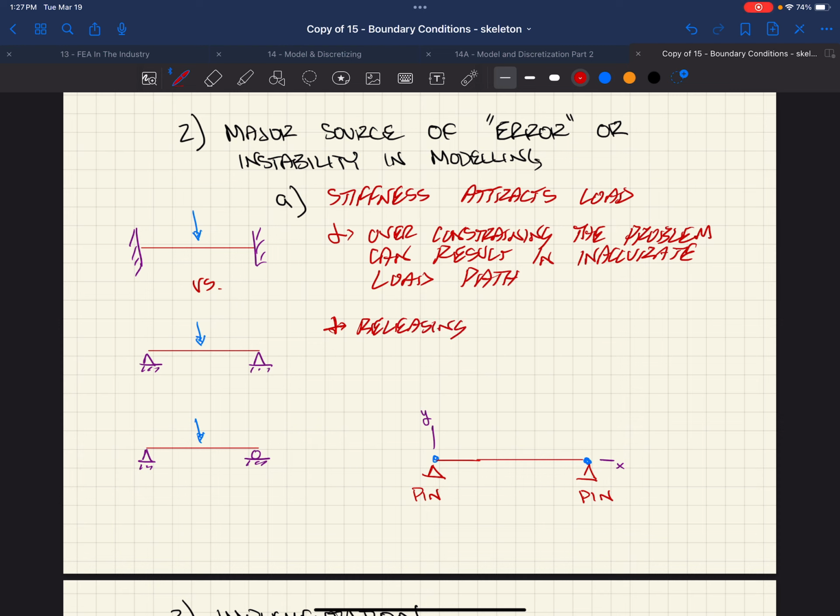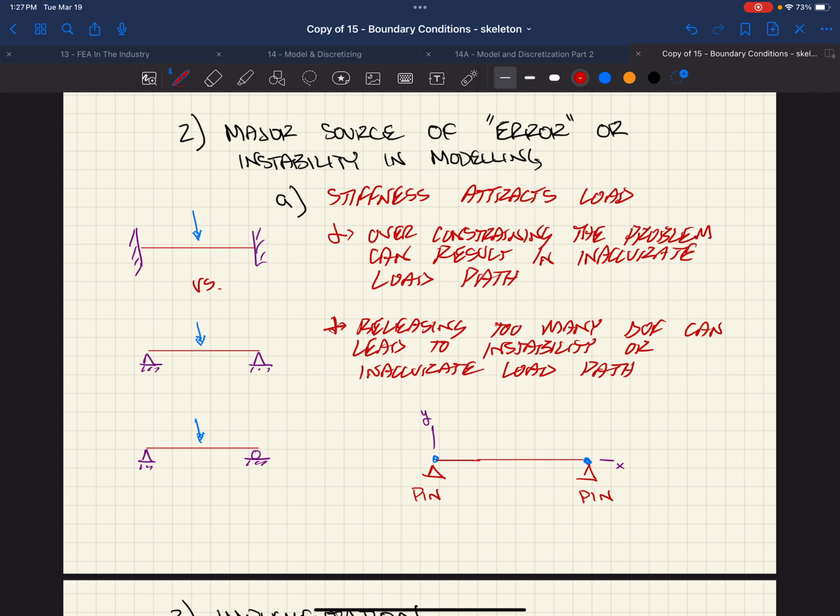So releasing too many degrees of freedom can lead to instability or inaccurate load path.